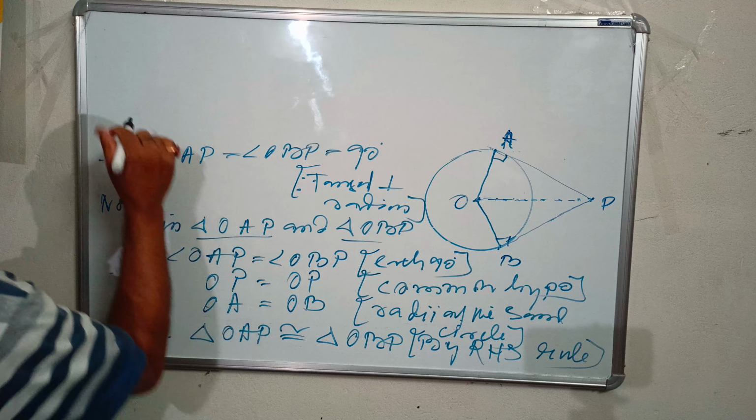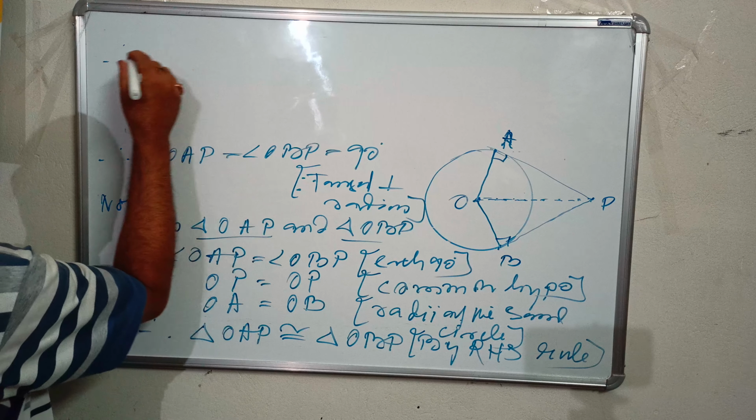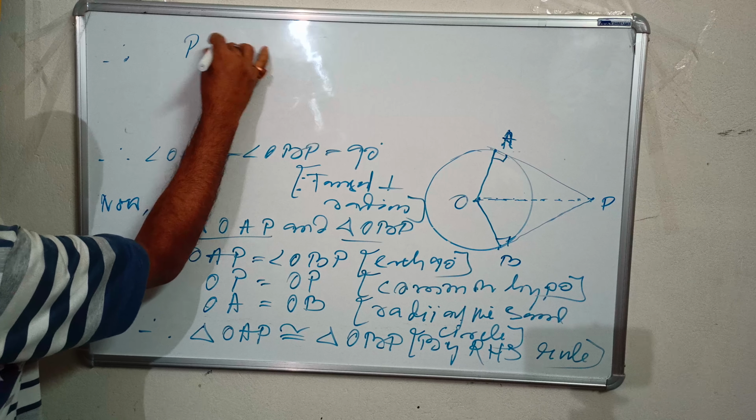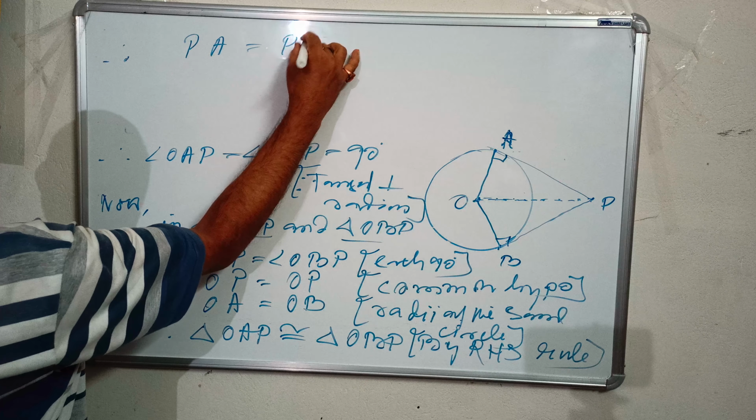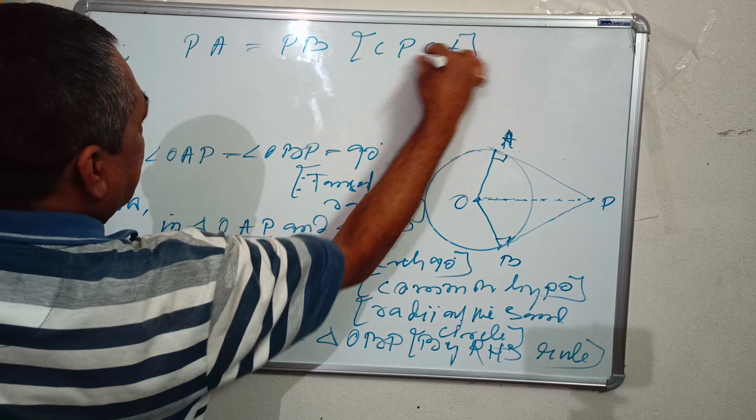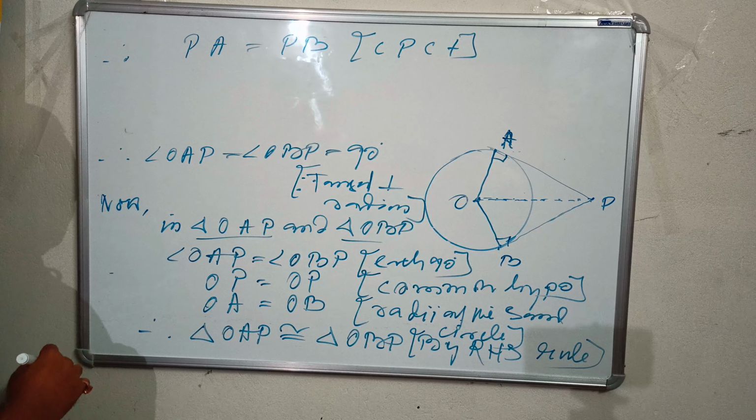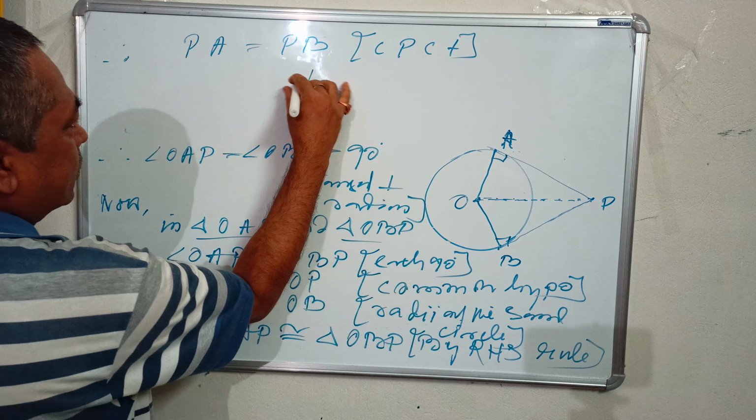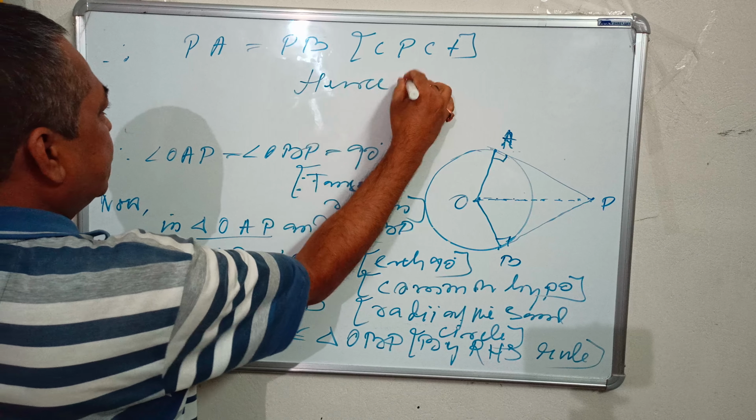So we come to the answer, means the proof finally. Therefore, we go in the reverse manner, because I named it PA, PB. So PA equals PB by CPCT, corresponding parts of congruent triangles. So that is our question, that prove PA equal to PB. So hence proved.